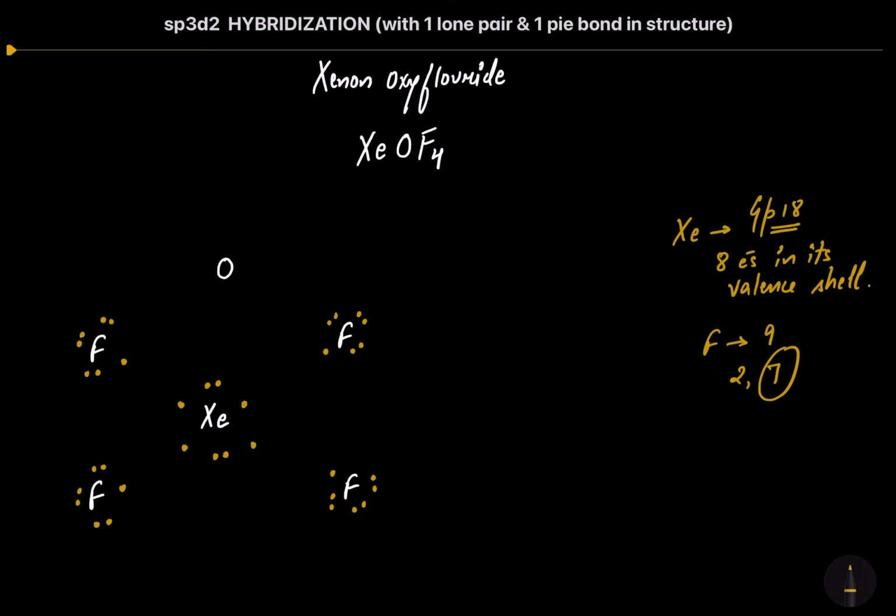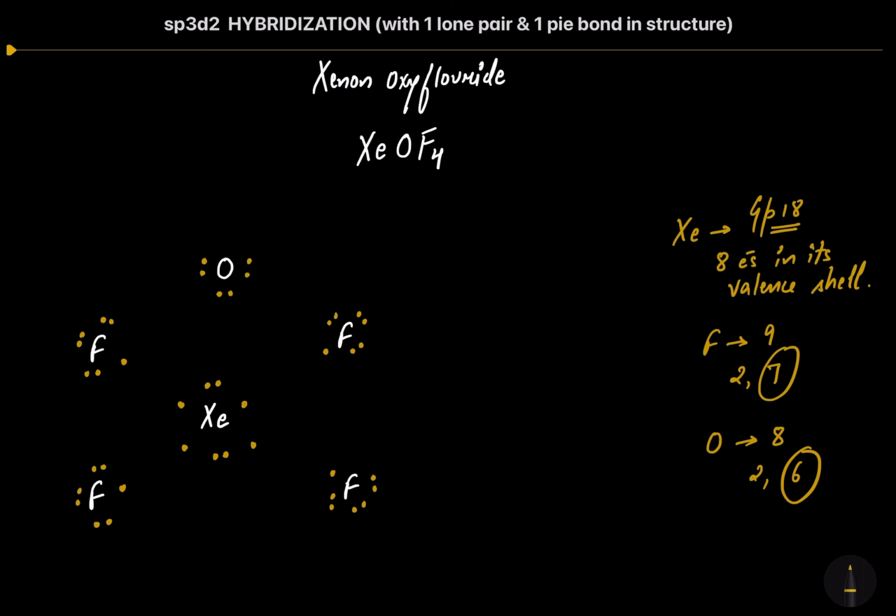Now let's talk about the oxygen atom. The atomic number of oxygen is 8. So its configuration will be 2, 6. That means oxygen is going to have 6 electrons in its valence shell. So let's mark 6 electrons around the oxygen atom. That's the first electron, second, third, fourth, fifth, and the sixth.